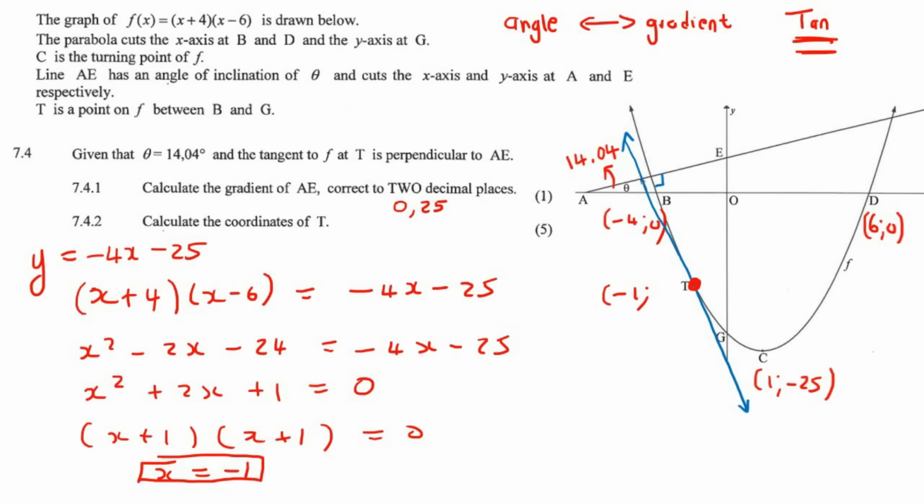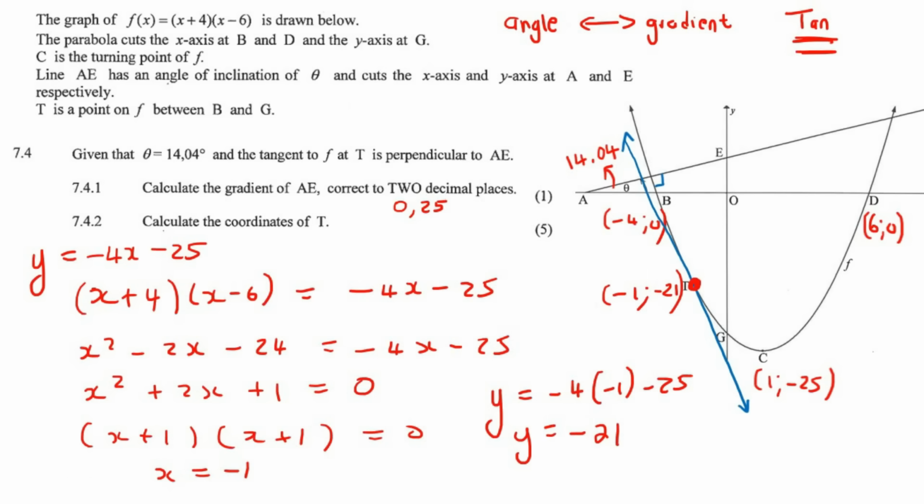And then to find the y value, because that point is on both, you can plug the x value into the tangent's equation or into the parabola. It doesn't really matter. I'm going to use the tangent, and so I'm going to plug the x value of minus 1 into that, and this would give us minus 21. So the y value here is minus 21. So the final answer is negative 1 and negative 21.